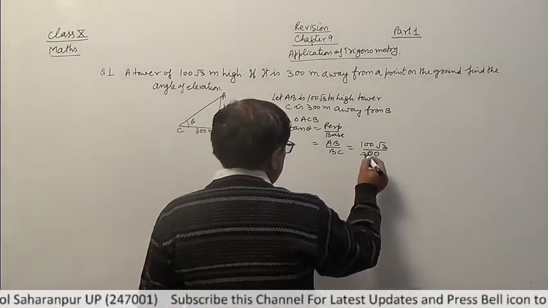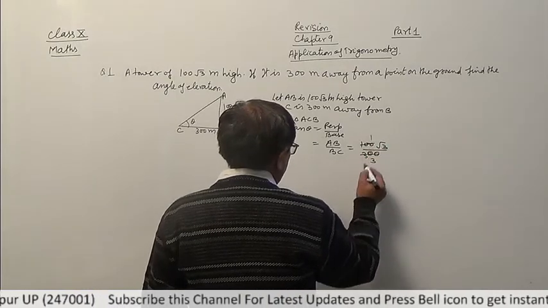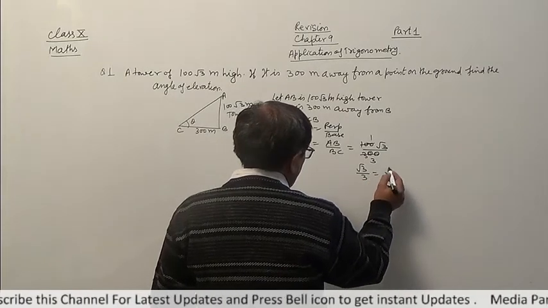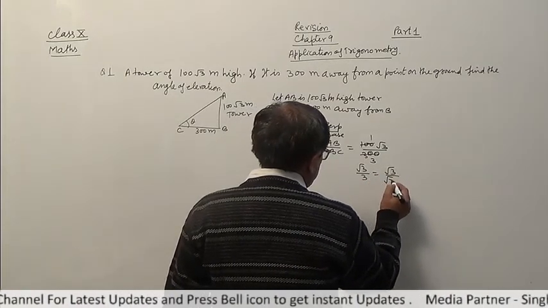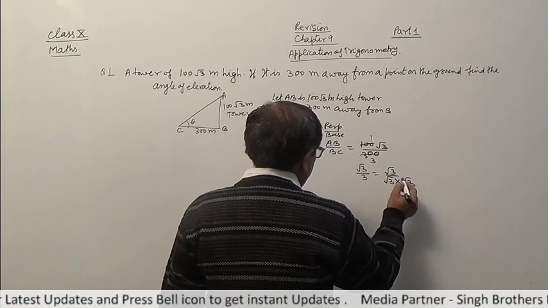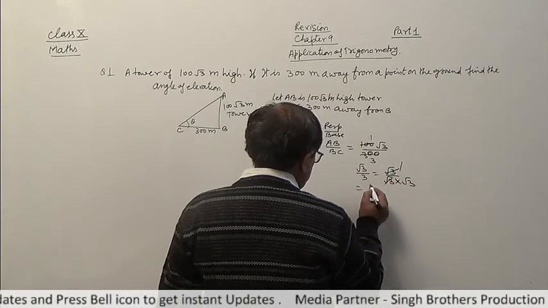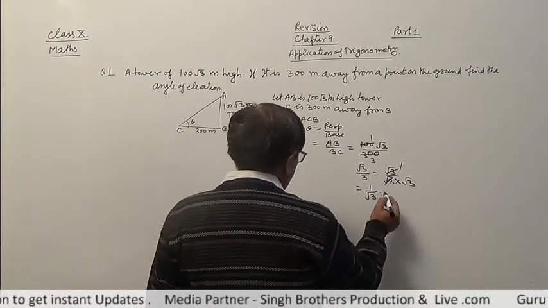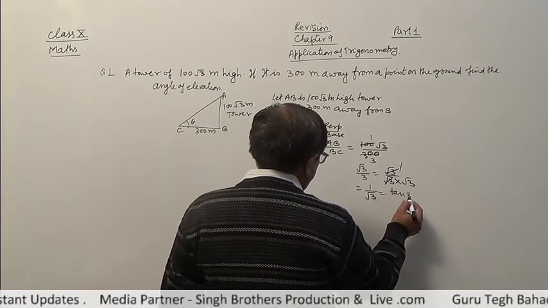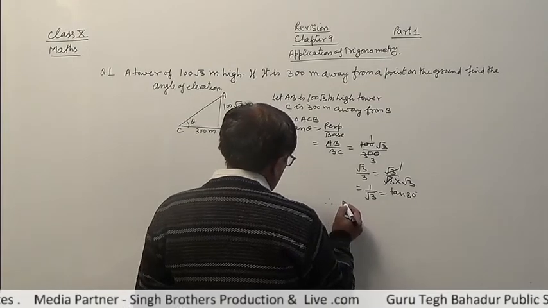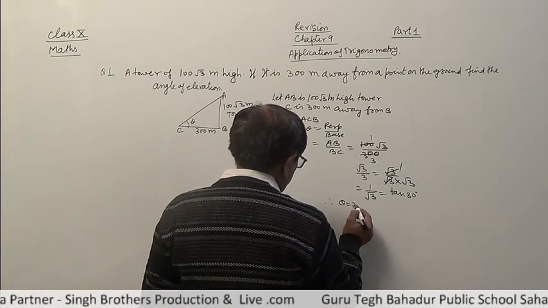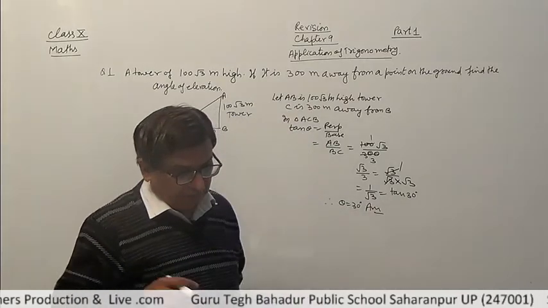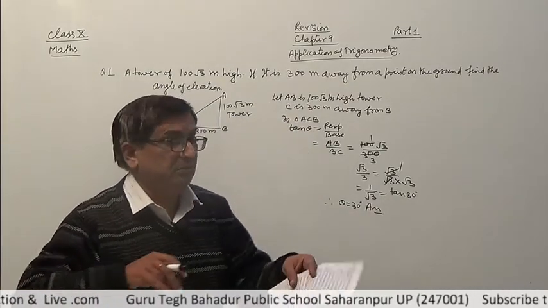This 3 is a √3 into √3. This cancels, we get 1 upon √3. 1 upon √3 is the value of tan 30. Therefore theta is equal to 30 degree. See the second question.